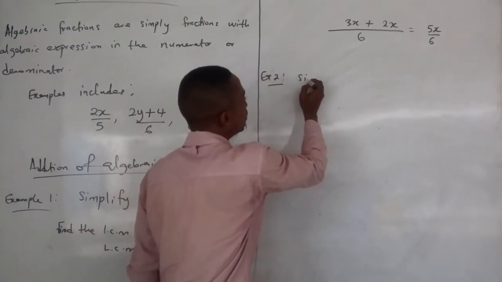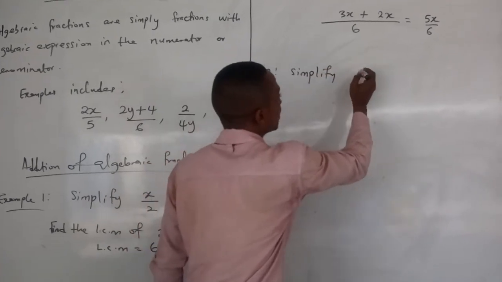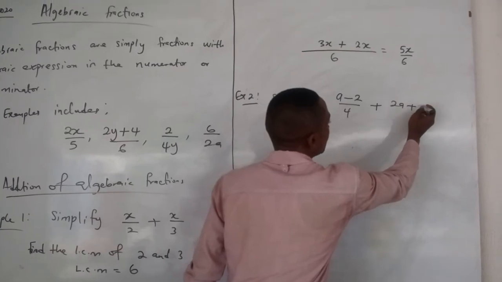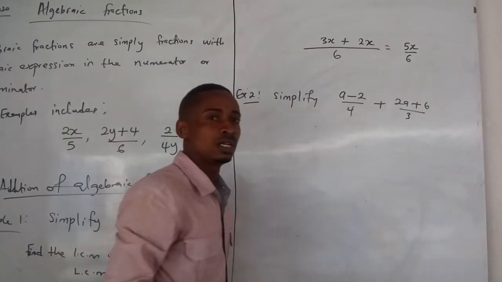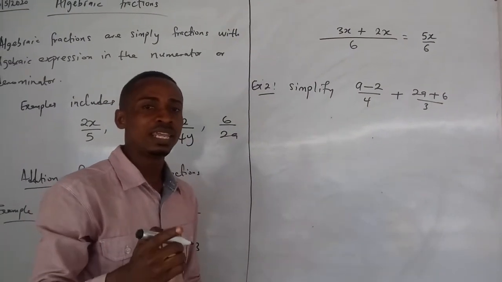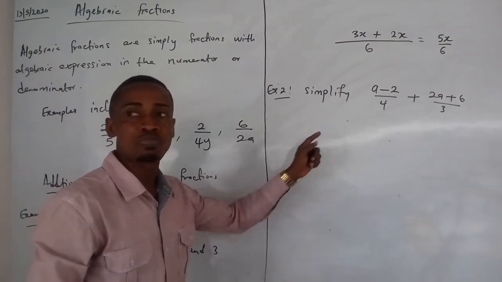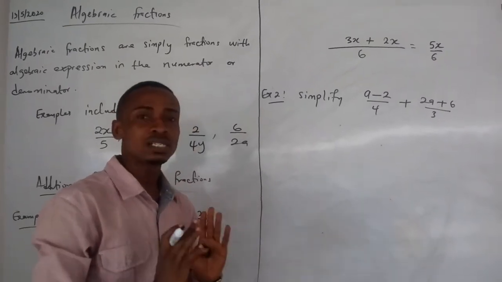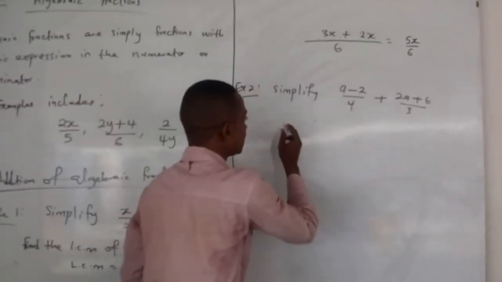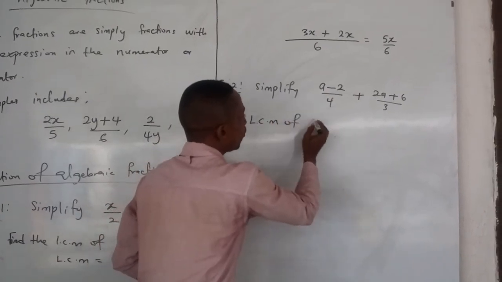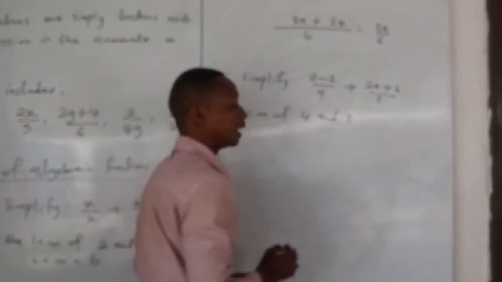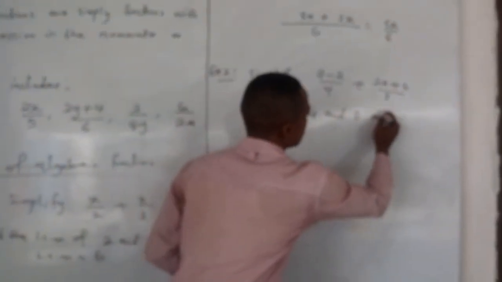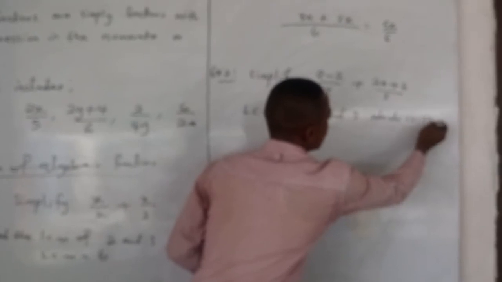Example 2. Simplify a minus 2 over 4 plus 2a plus 6 over 3. The same process we did. Now for us to solve this problem, we find the LCM of the denominators. We find the LCM of 4 and 3, and of course, that gives us 12.